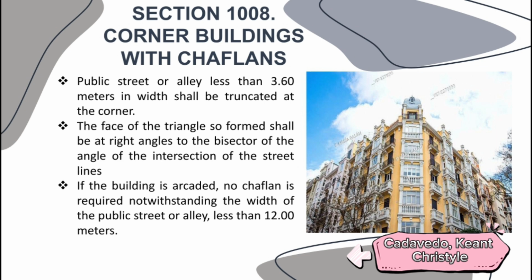And then yung face ng triangle na yon na nabuo ay dapat nasa right angle sa bisector ng angle nung intersection ng straight lines. So kapag ang building naman ay arcaded, hindi na nire-require yung shaftlan. And in some cases, the building official yung magdedetermine ng size and form ng shaftlan na ilalagay sa isang corner building.